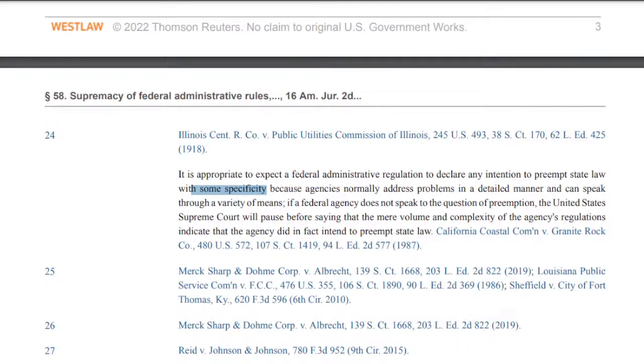That's a tongue twister there, huh? With some specificity.